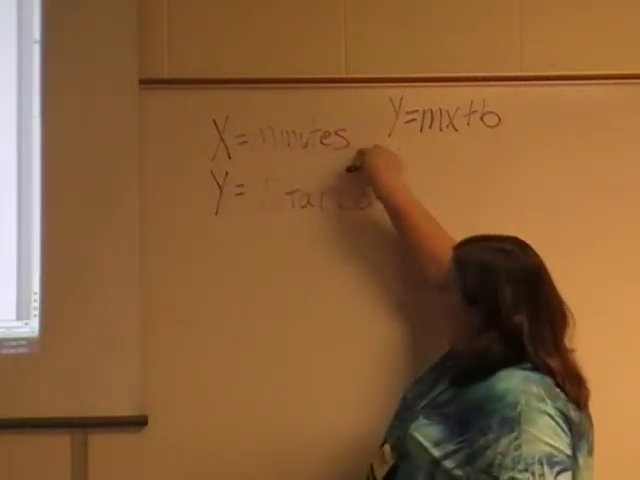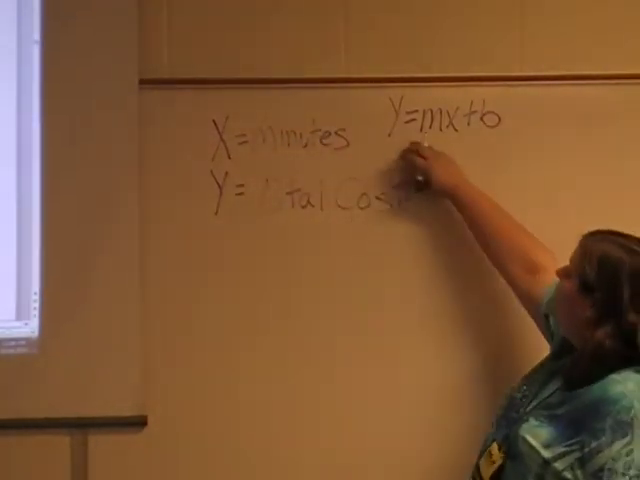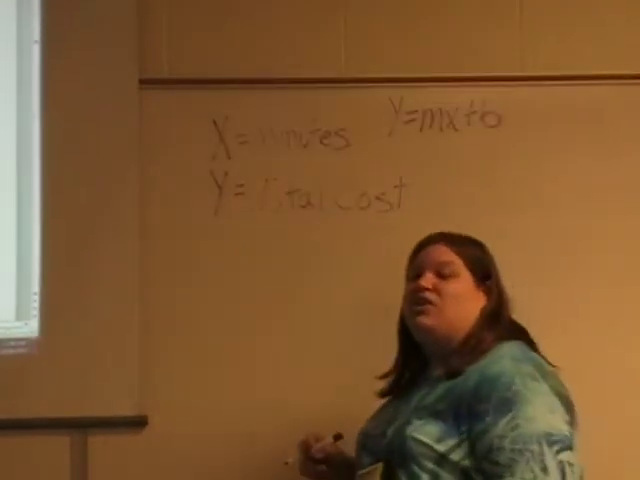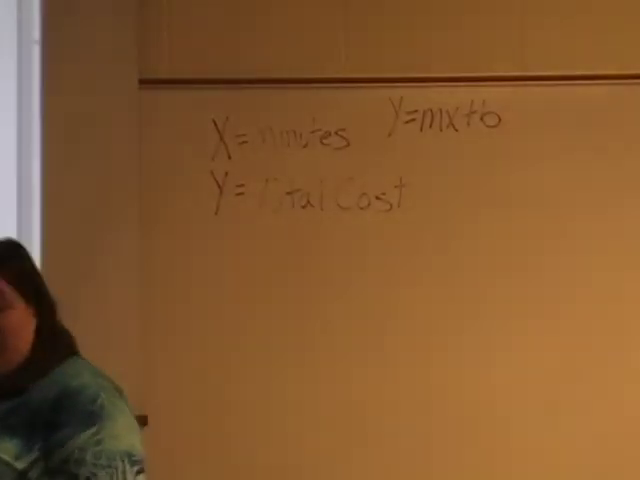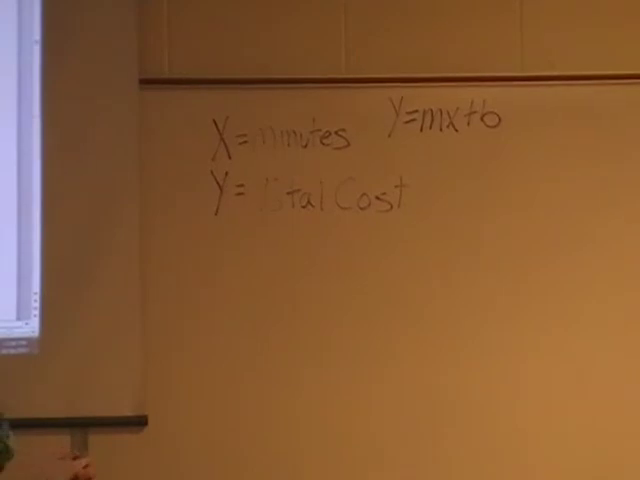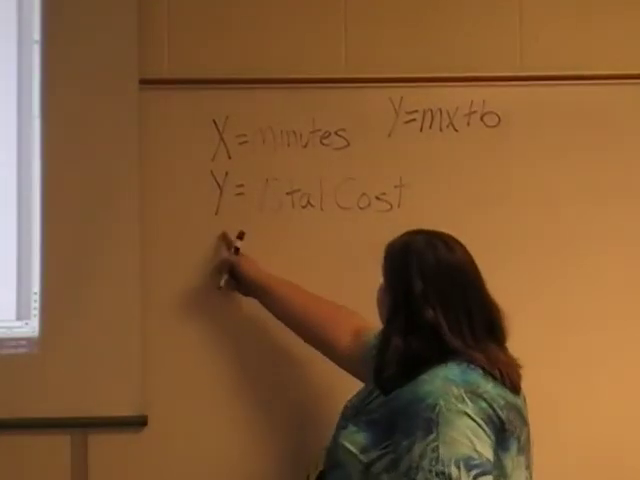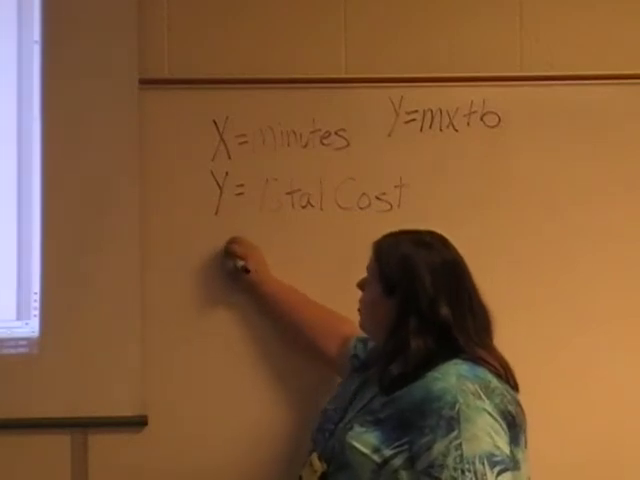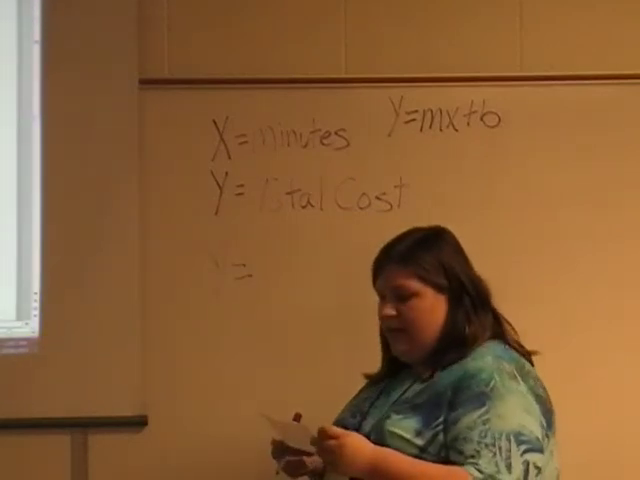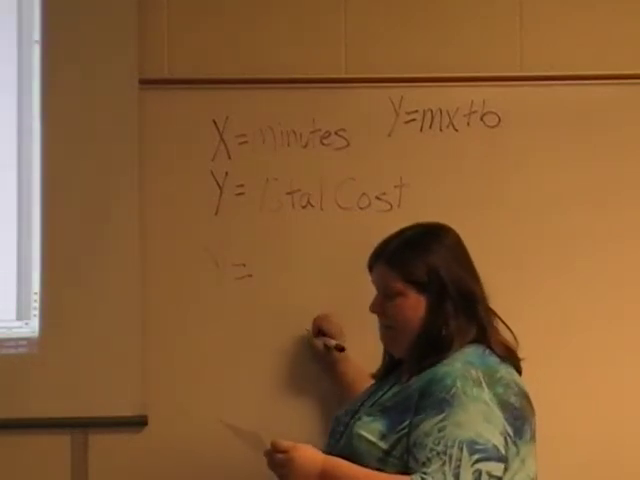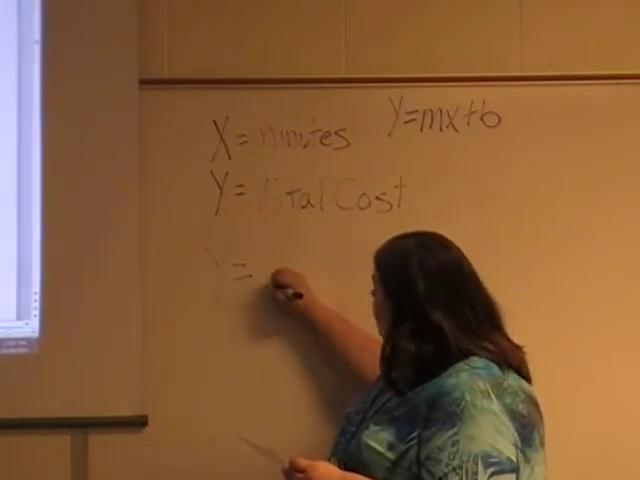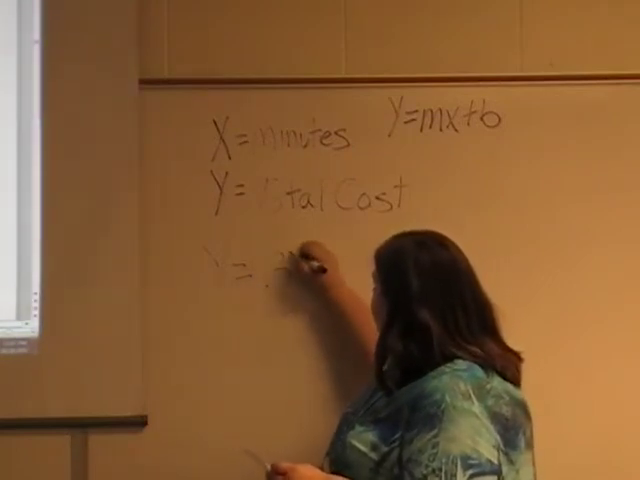So if X is the minutes and Y is the total cost, and we have our format, we need to make an equation for each plan. There's 3 plans. So the first plan we said is the bronze plan. So that's going to be, we said Y is our total cost, so Y equals, what's our M for the bronze plan? 0.32, 32 cents.